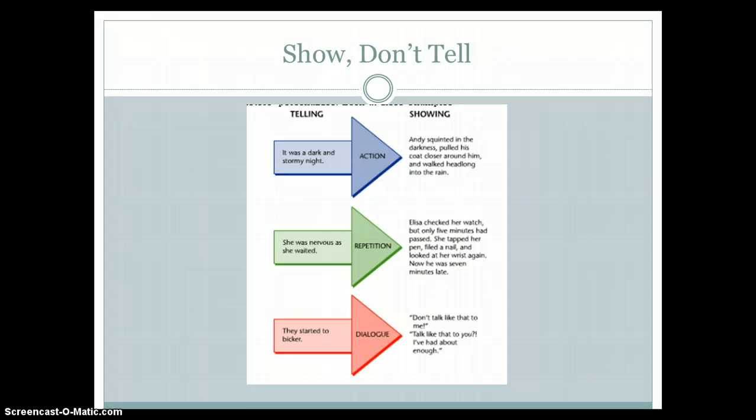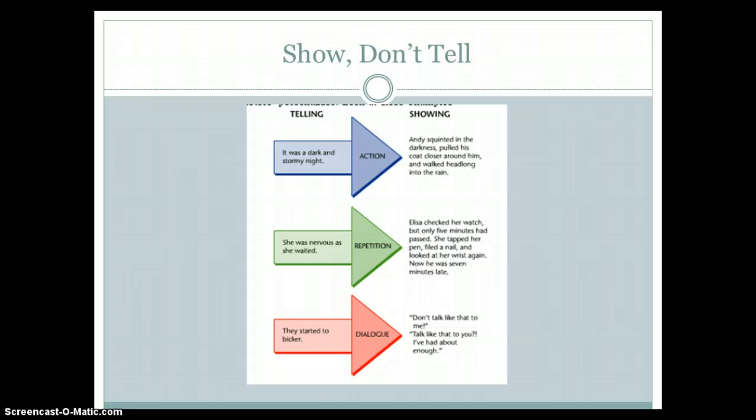For the second example, repetition. "She was nervous as she walked." Okay, but that's telling me she was nervous. How can you show me that she was nervous? Okay, "Alyssa checked her watch, but only 5 minutes had passed. She tapped her pen, filed a nail, and looked at her wrist again. Now he was 7 minutes late." Okay, checked her watch. A couple things happen. She checks her watch again. That gives us that whole feeling of nervousness through the repetition.